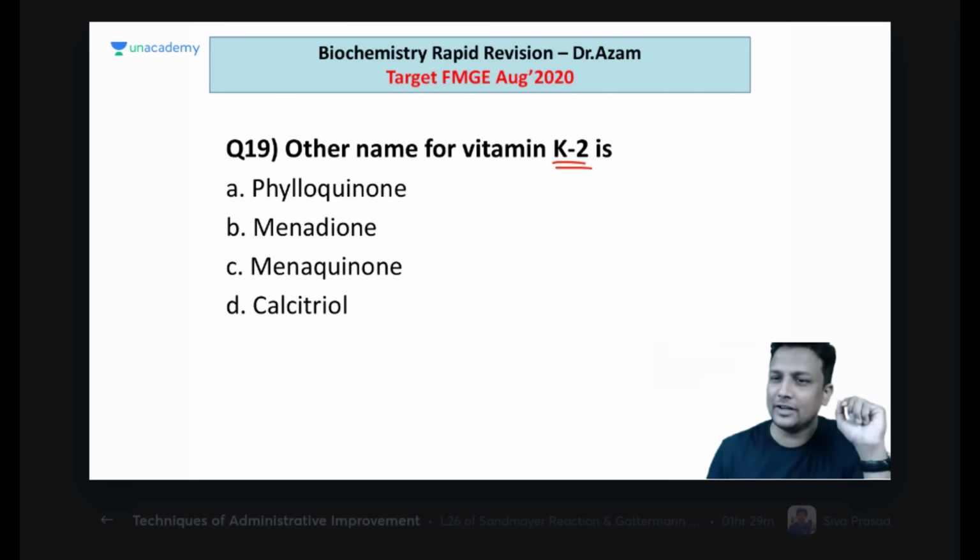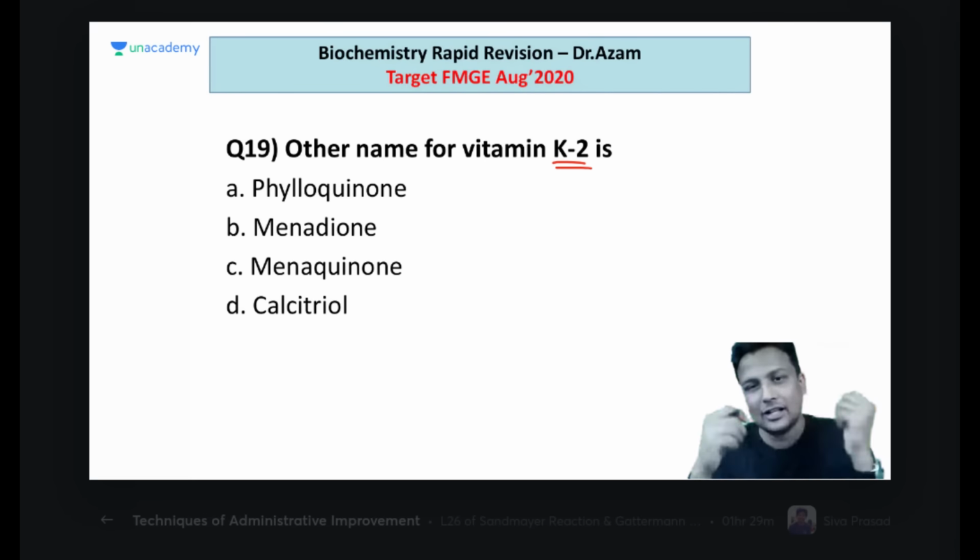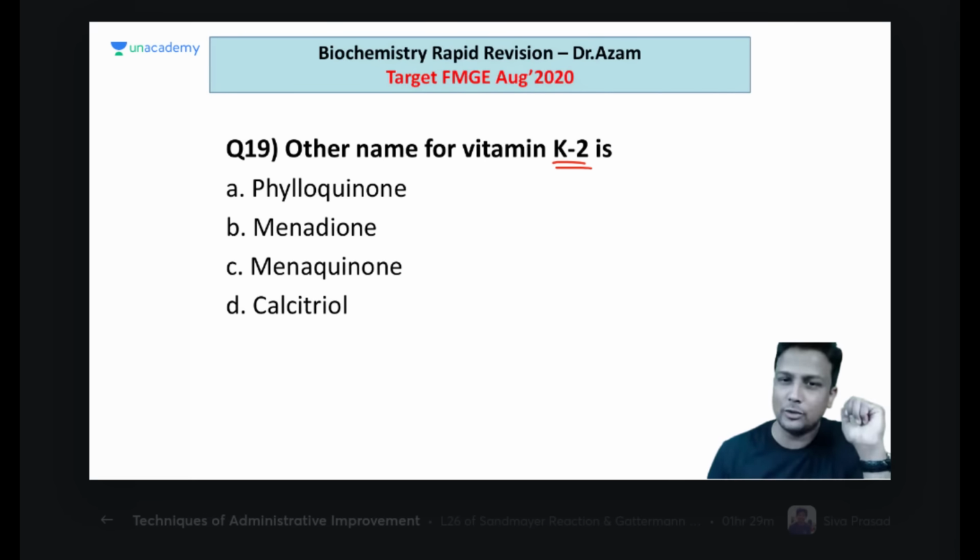Yes, your examiner is asking simple questions. They're even asking about the names of the vitamins, guys. So what is the name of vitamin K2, sir? Phylloquinone, menadione, menaquinone, and calcitriol. Yes, it is menaquinone. Remember the names of the vitamins, and the deficiencies of the vitamins, guys.